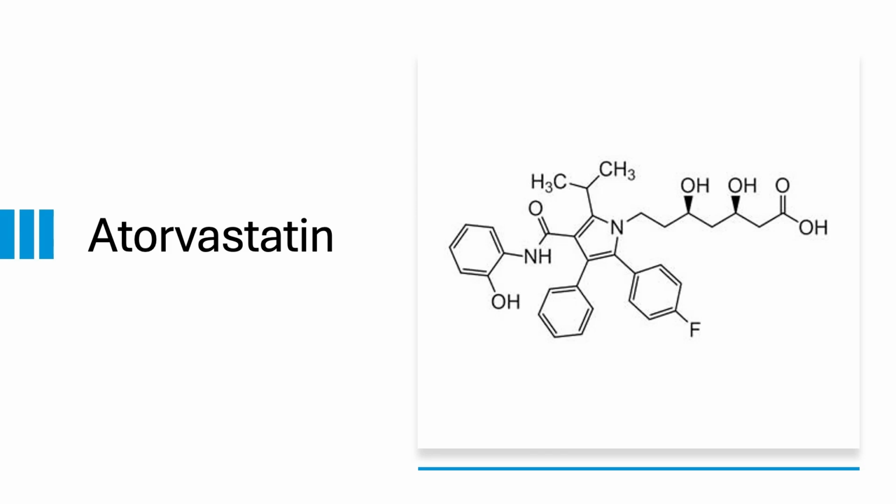To this pyrrole ring, we'll attach a phenyl ring, and we'll attach another phenyl ring with a fluorine atom on it. So to the nitrogen on this pyrrole ring, we'll attach a heptanoic acid chain with 2 hydroxyl groups at the 5th position and the 6th position.